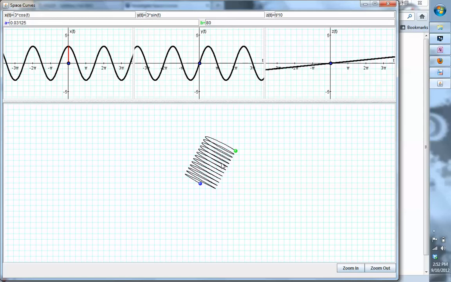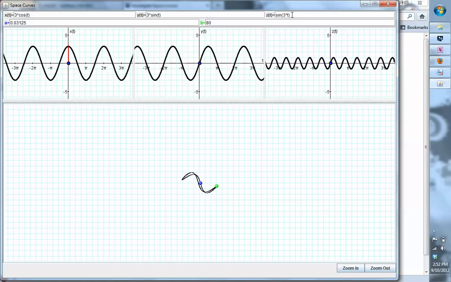What else could we do to this thing? Make the z a function, like a function that loops back on itself, like cosine or sine. Sure, let's see what that does. So if we change z to something periodic, now you see the z coordinate has this oscillation.